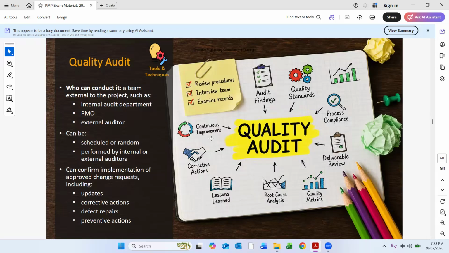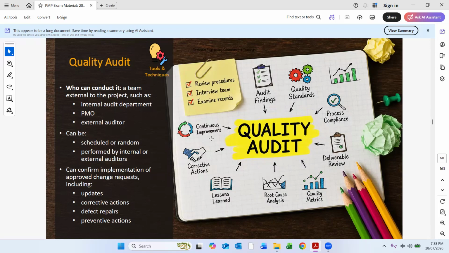Then we have the quality audit. In terms of who can conduct the quality audit, the QA/QC manager, or the PMO, or an external auditor, or the internal audit department can conduct quality audits. It is usually scheduled, after 6 months or after 3 months there is an audit. It is there in the quality management plan how this audit will happen and what the requirements of the audit are. It can confirm implementation of approved change requests.